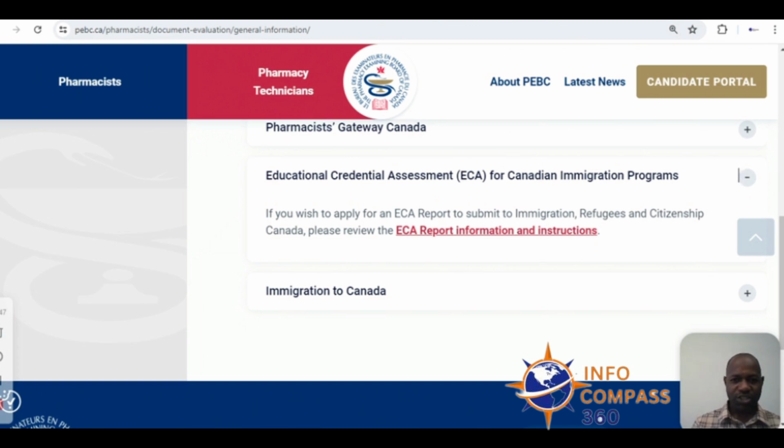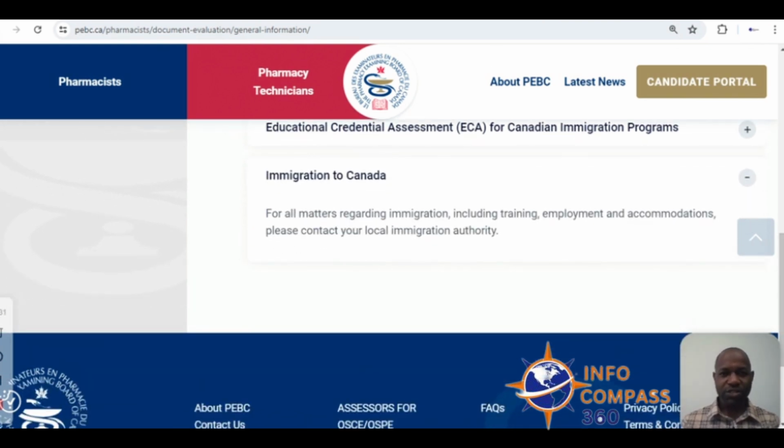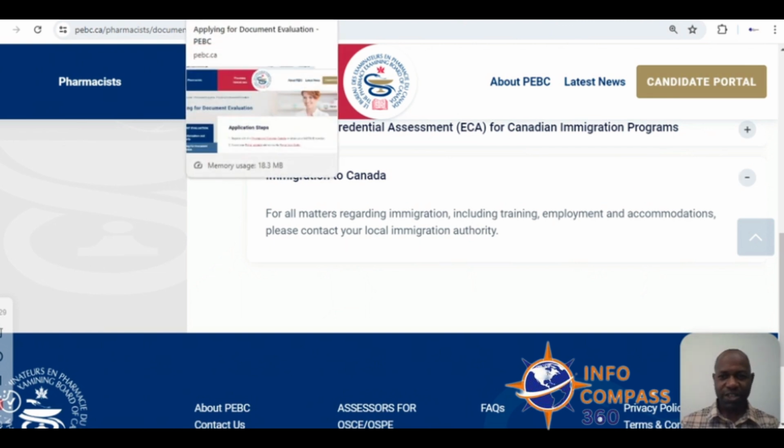There is also the Educational Credential Assessment, ECA, for Canadian immigration programs. If you wish to apply for the ECA report to submit to IRCC Canada, then you would have to review that on this page as well. And also general information about immigration to Canada on this page.